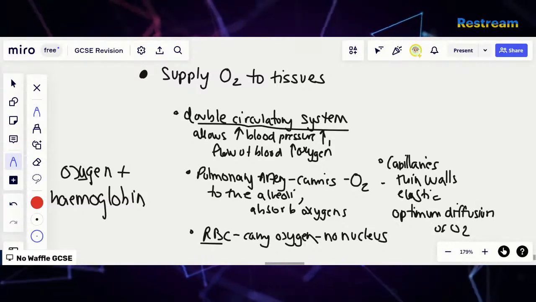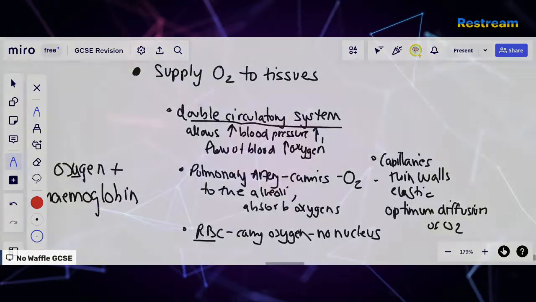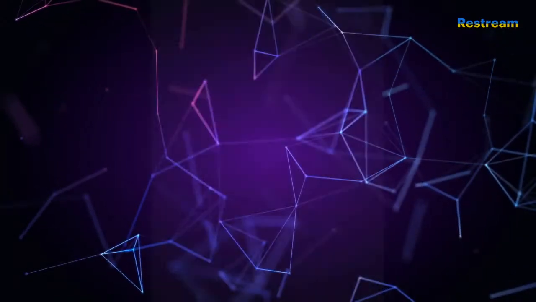Okay, let's move on to the next question now. Explain why having only one ventricle makes the circulatory system less effective and less efficient than having two ventricles.